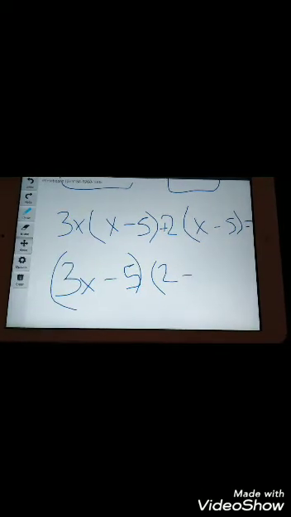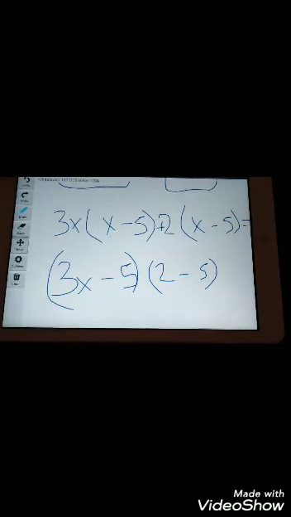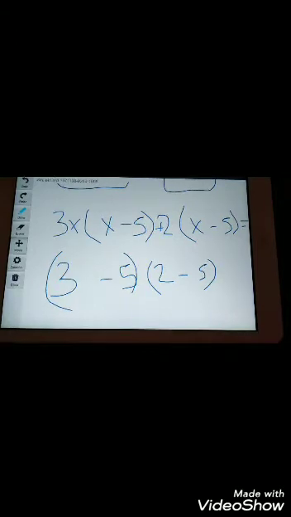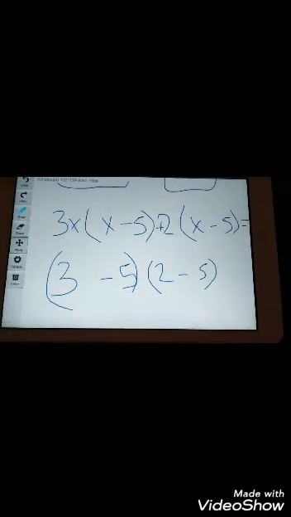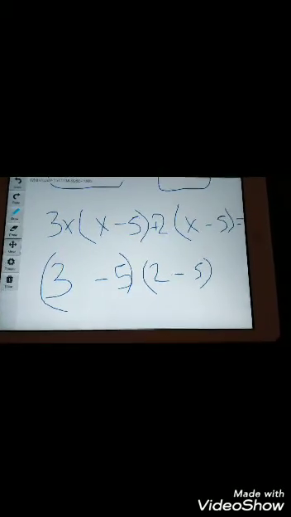Are you sure, Miriam? Is it 3x minus 5? No, see, look at the two terms, Miriam. What's common there? Oh, x minus 5. That's right. Let's write the x minus 5 first.